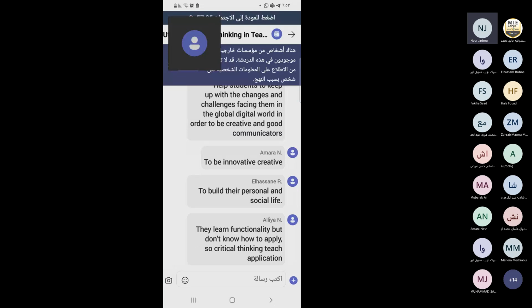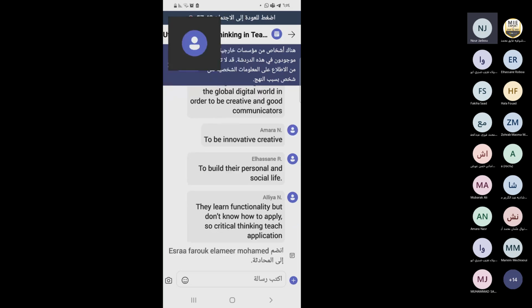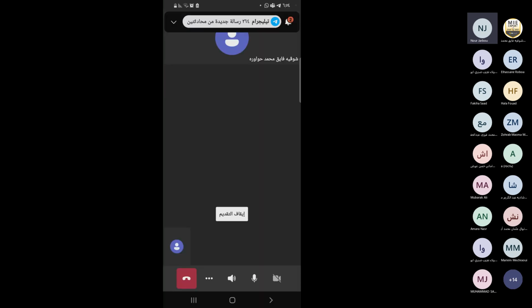Amara says to be innovative, creative, yes. El Hassan says to build their personal and social life. Thanks a lot. Aliya says they learn functionality but don't know how to apply. So critical thinking teaches application. Of course, we need them to use the information they learn at school. We want them to use it in their life, to practice the information and the knowledge they learn at school. Yes, this is our purpose from education in general.